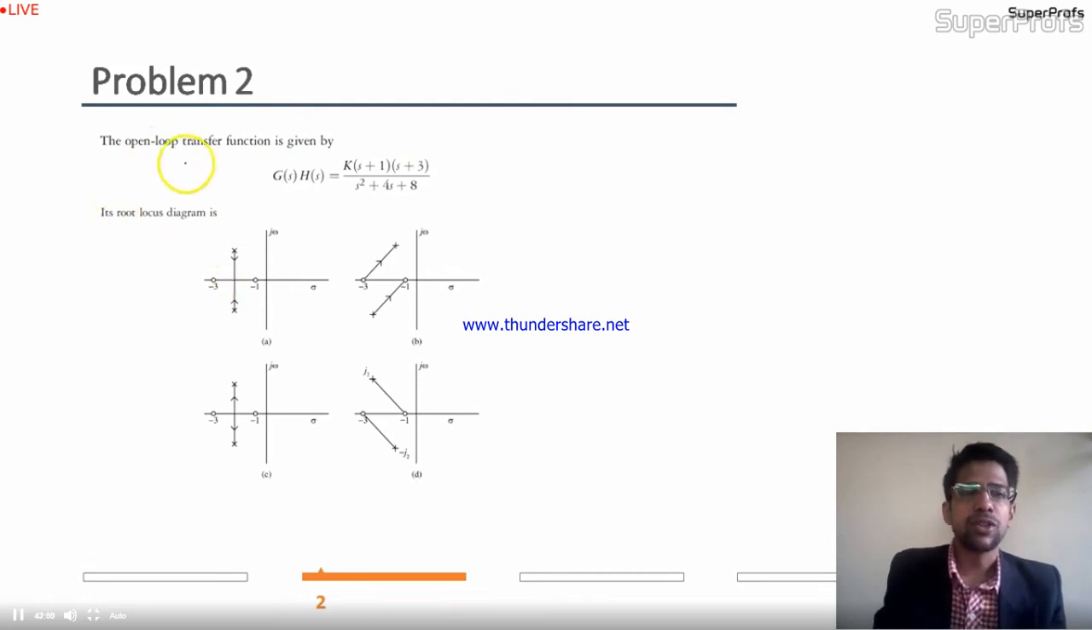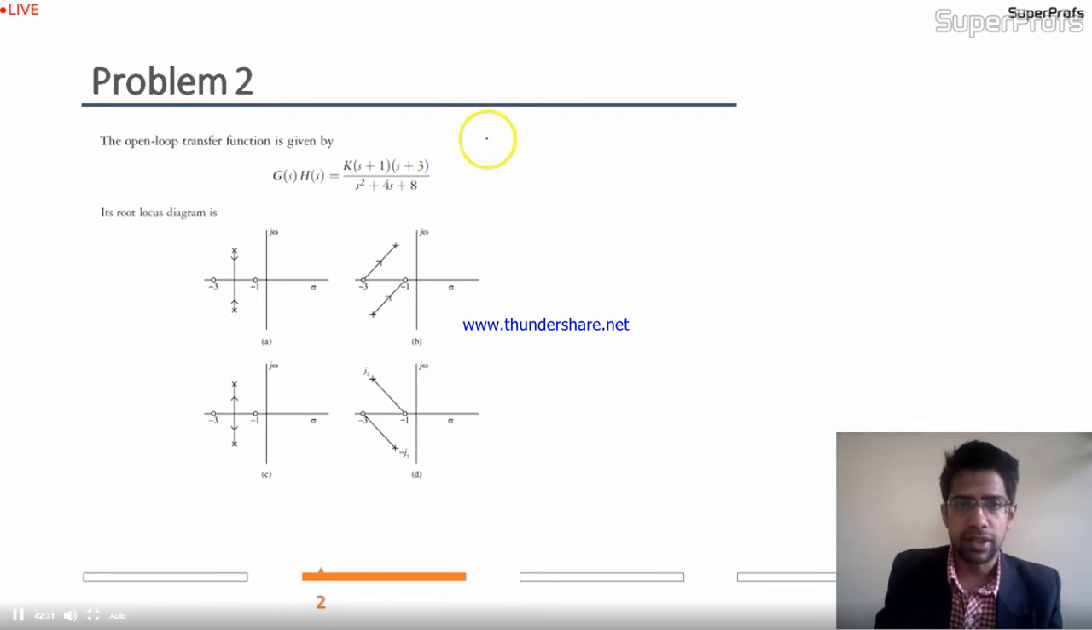Let us go to problem number 2. The open loop transfer function is given by the following expression, and the root locus diagram for this particular expression is, now we have 4 diagrams, 4 different roots, and we need to find out the correct root locus diagram. So first you need to check if all the roots are placed properly. Okay, so let us find out what the roots are.